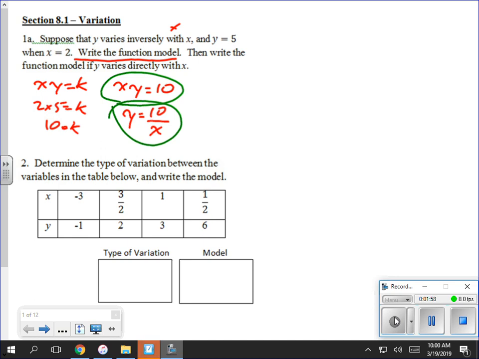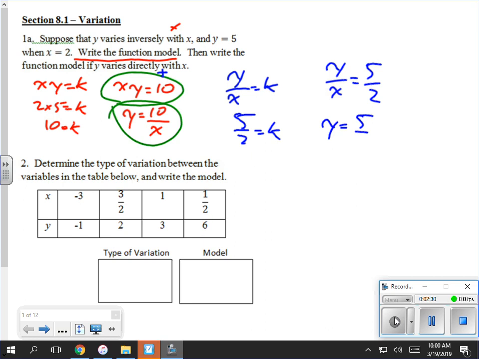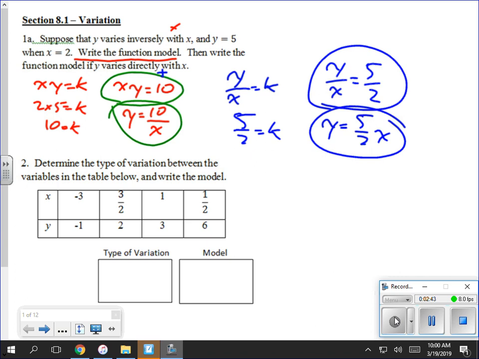Now it says do it again with direct variation. Direct variation means that y divided by x is what your constant is. Okay? Direct variation means that I do my division. Y varies directly, that's division. Use the same y and x. 5 over 2 is equal to k. So that means my answer is y divided by x equals 5 halves, or y equals 5 halves x. Either one of these is what you need to have for your answer. Part 1, inverse. Part 2, direct. It actually asks you for both out there.